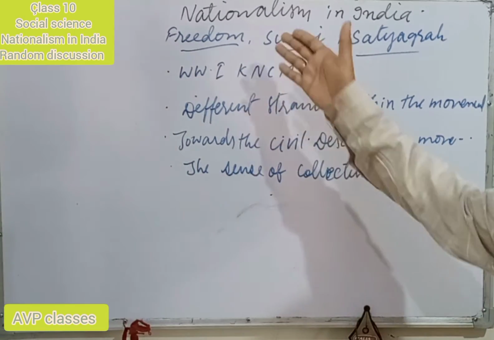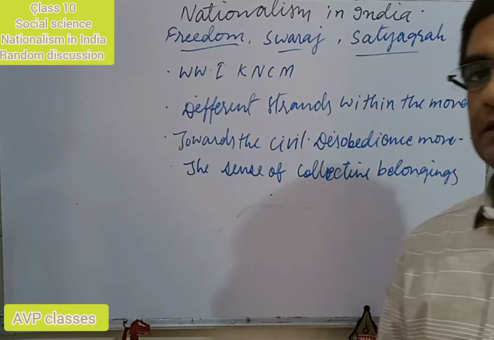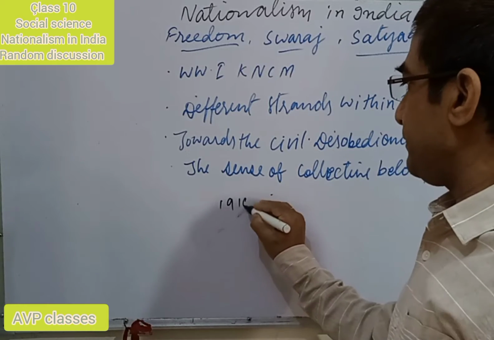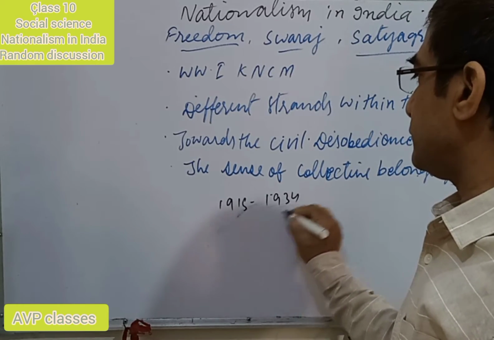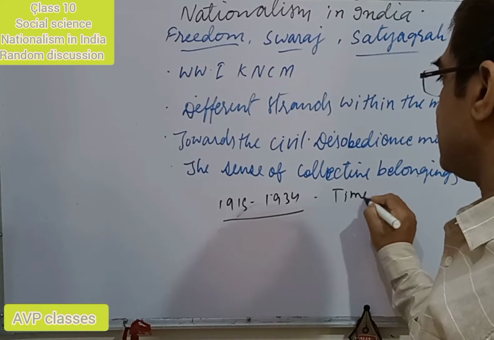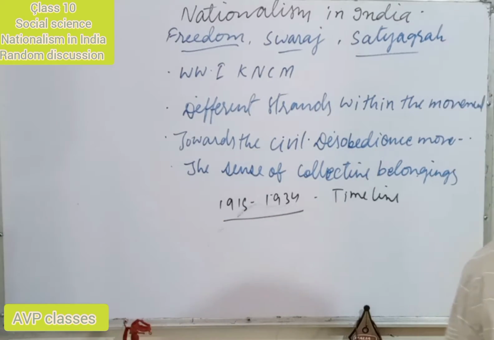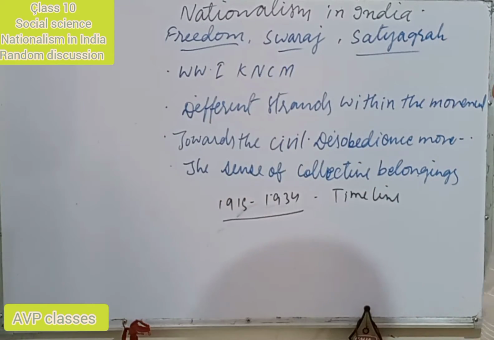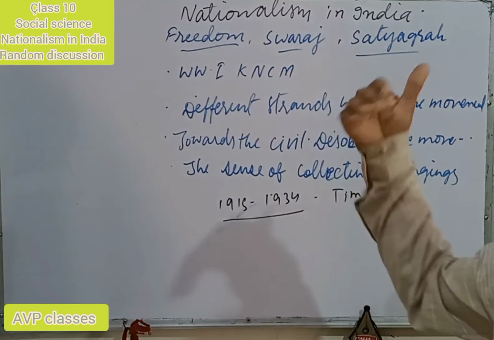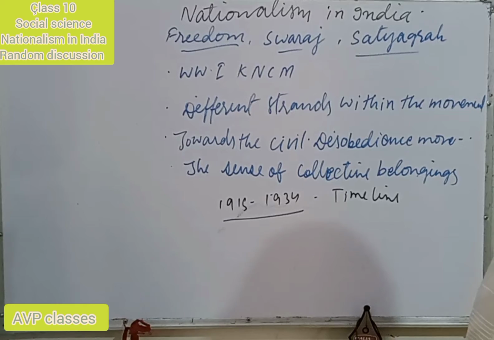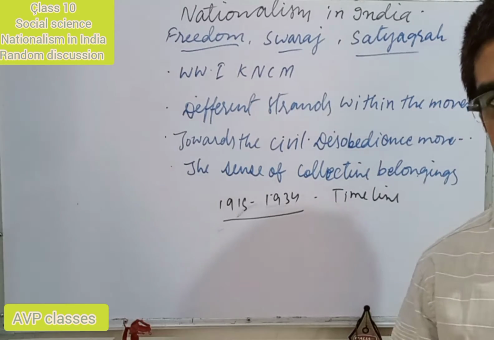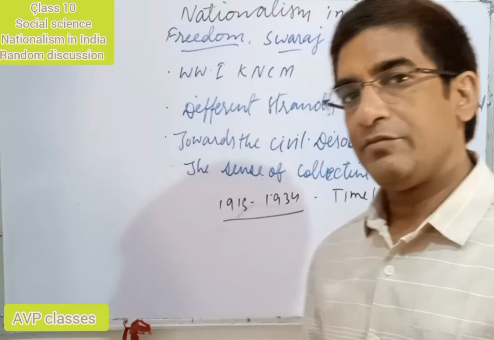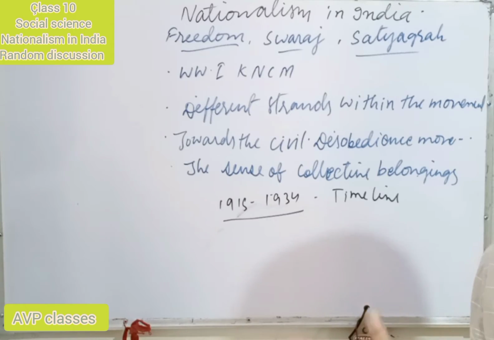So student, first I will tell you what the theme of the lesson is. The theme of the lesson is nationalism in India, where we will see the nationalism program from 1915 to 1934. This is the timeline. There are three terms which we have to discover throughout the lesson. Freedom means Azadi, Swaraj means self rule, and Satyagraha is the idea of Gandhiji. These three words are very dominant in the whole lesson, and we have to deal with them in all the topics. Okay, na student?